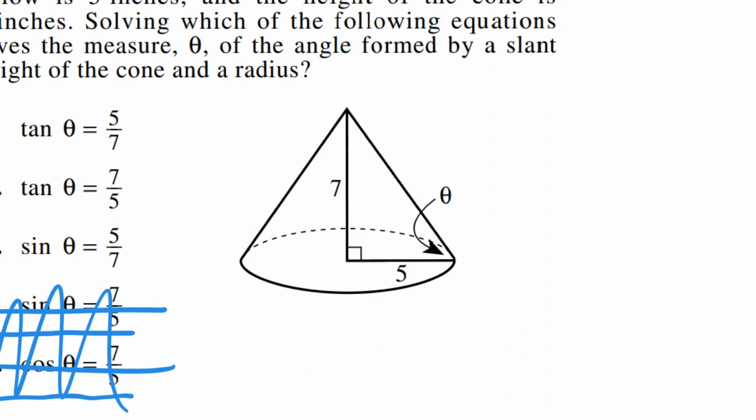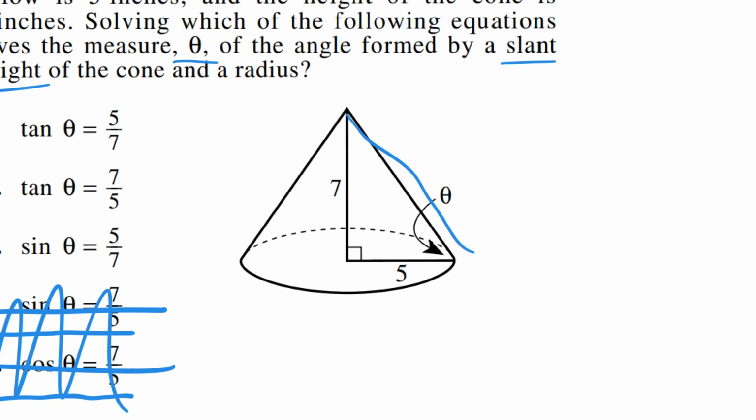As we look at the figure here, and again, our figure tells us what we need. You can go through and read all of these things. Just read the last sentence, make sure that you have what you're supposed to have. So it says, solving this, which equation gives the measure of theta formed by the slant height. Don't worry about the terms that you don't know. A slant height is just the height going down this way here of the cone and the radius.